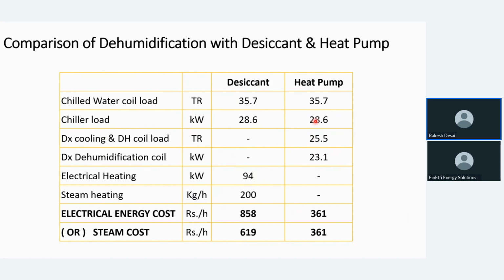28.6 plus 23.1 becomes 51.7 kW, against 28.6 plus 94. So roughly 122 kW vis-a-vis 52 kW power. So the electrical cost would have become 361, that is, 858 down to 361. So a reduction of around 500 rupees per hour if a heat pump is used in place of a desiccant type of system. This is an example used to help you understand the difference between desiccant and heat pump, and where we can use a heat pump in place of a desiccant system.